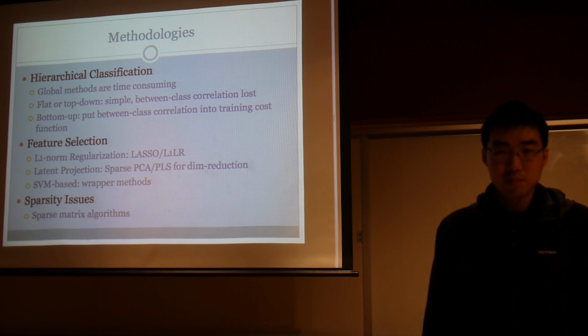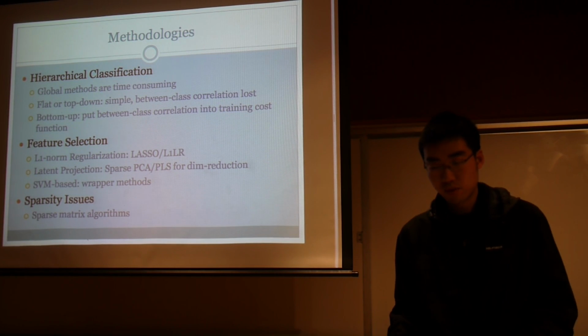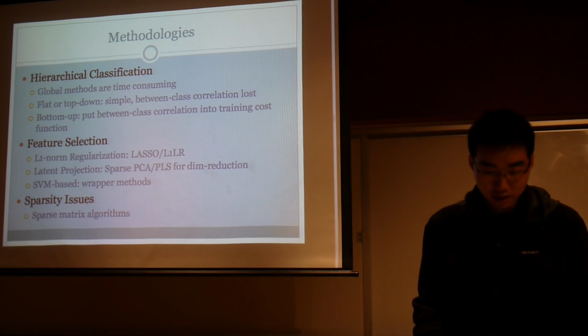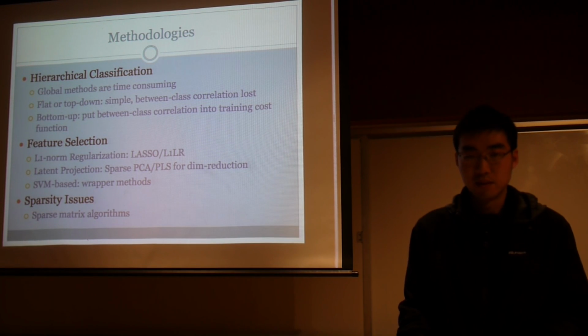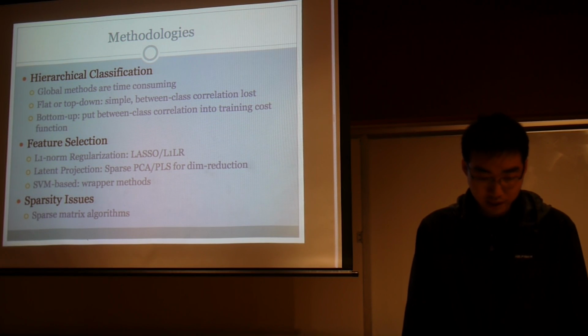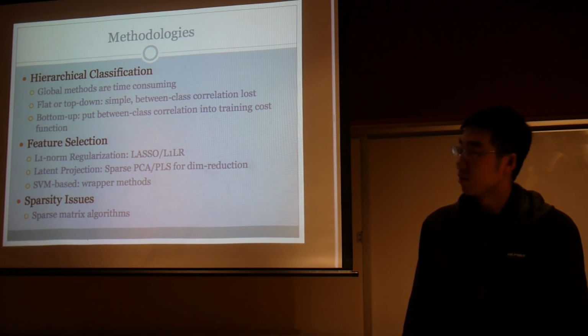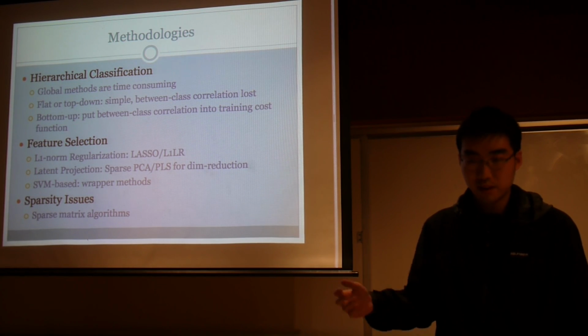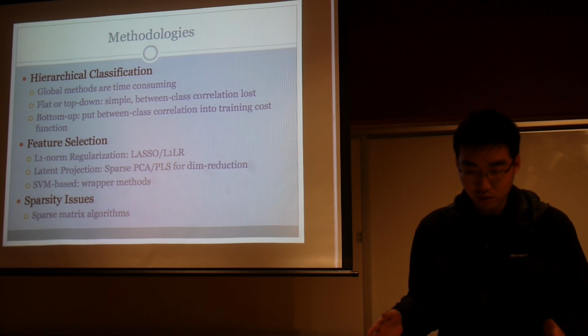Normally, the literature in the field of hierarchical classification does not pay much attention to feature selection. They just provide their hierarchical classification methods, and they basically use all the features and compare their results. We also find some feature selection papers, and actually these two topics are quite separate.